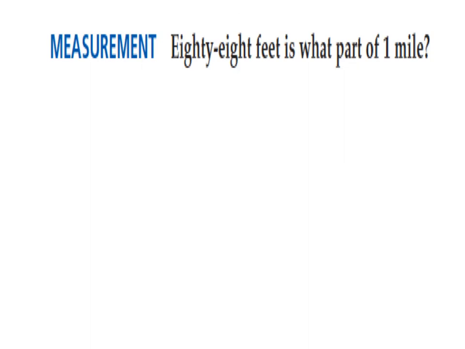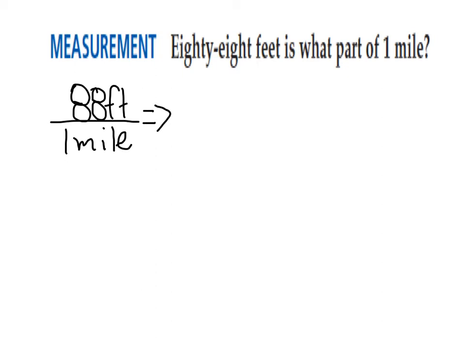Alright, it says measurement. 88 feet is what part of 1 mile? Alright, so what we need to do is really make this into a ratio, a fraction. So I'm going to put 88 feet over 1 mile. This is part of dimensional analysis. I'm going to rewrite this with the smallest measurement of the two. And I notice that feet is a smaller measurement than miles. So I'm going to keep my feet.